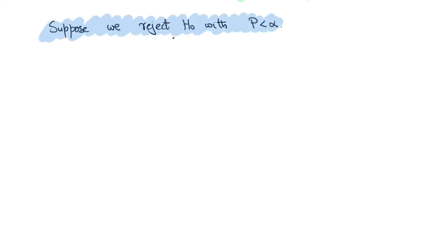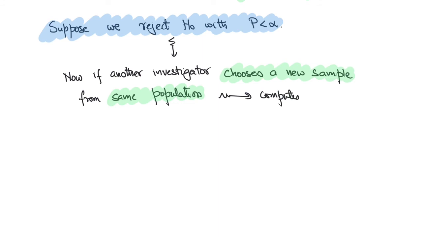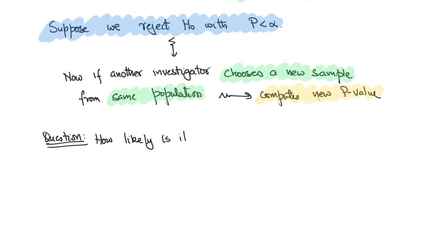Now, suppose we run a hypothesis test and come up with a result that rejects the null hypothesis with p less than alpha. Assume another investigator chooses a new sample from the same population and computes a new p-value. An important question of interest would be, how likely is it that the new p-value will also reject the null hypothesis H naught at the significance level alpha?